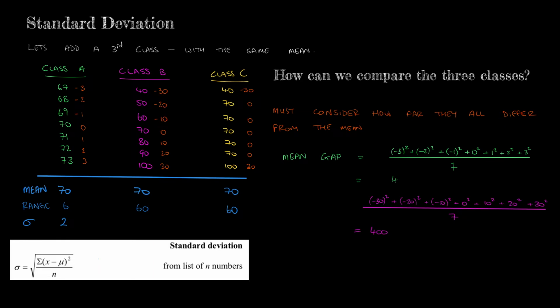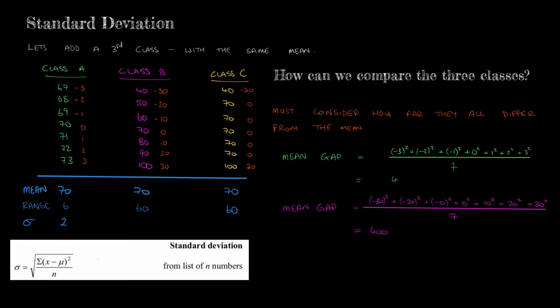So I squared the negative 30, squared the negative 20, squared the negative 10, squared the 0, squared the 10, squared the 20, and squared the 30. So I just got an average of their gaps, right? So when we squared them, we ended up with a mean gap of 400. So it's an average gap of 400.